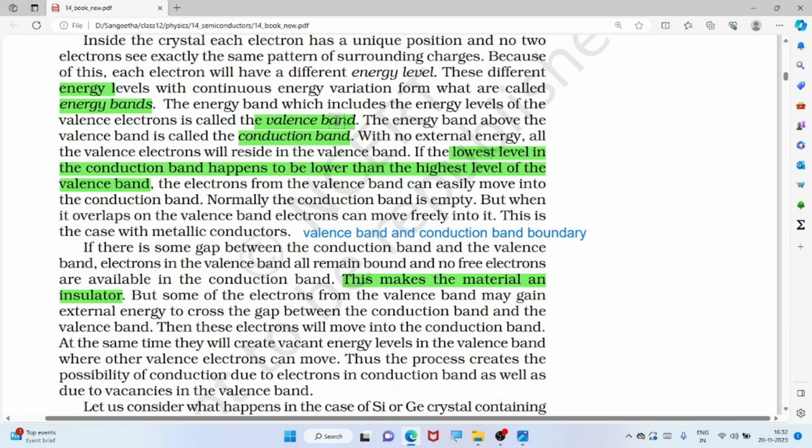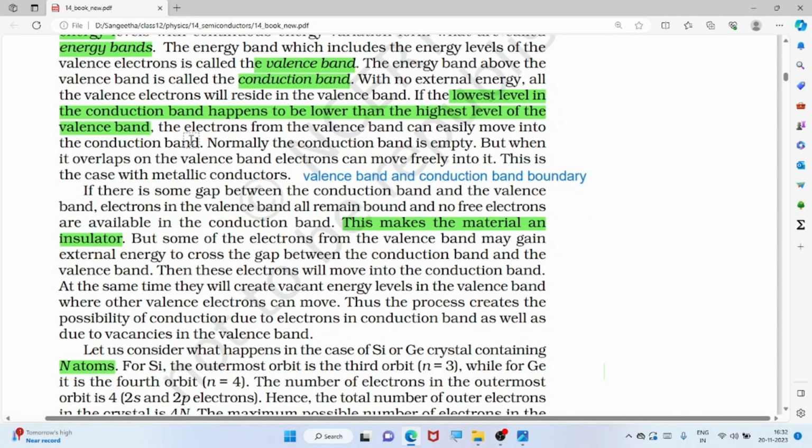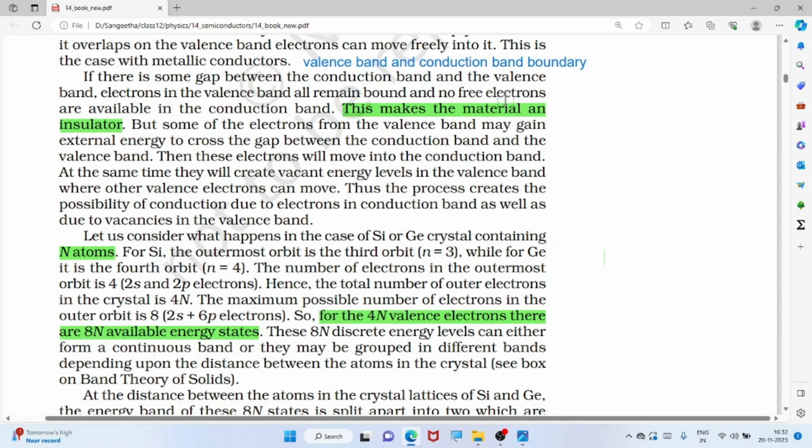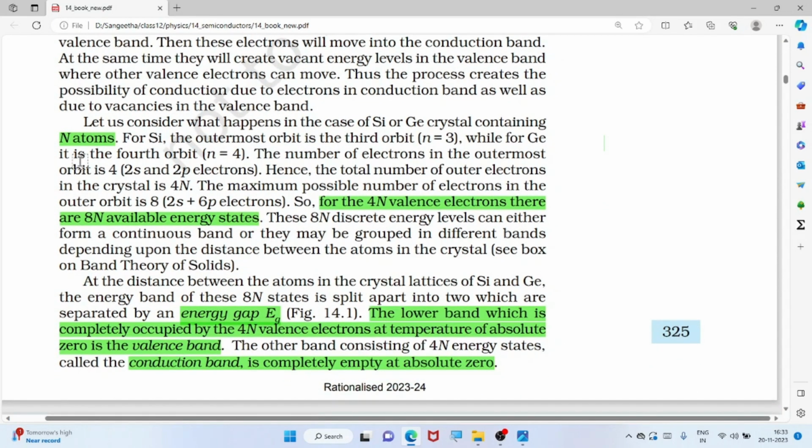The energy levels are divided into the valence band and the conduction band. The energy levels of the valence band are less than the conduction band. The conduction band is at the higher energy level. In some cases these valence band and conduction band overlap, and in some cases there is a gap. N means it's the number of atoms.